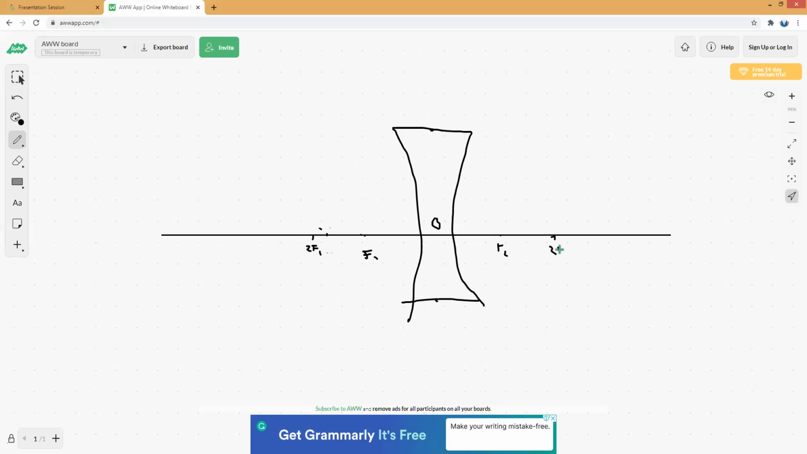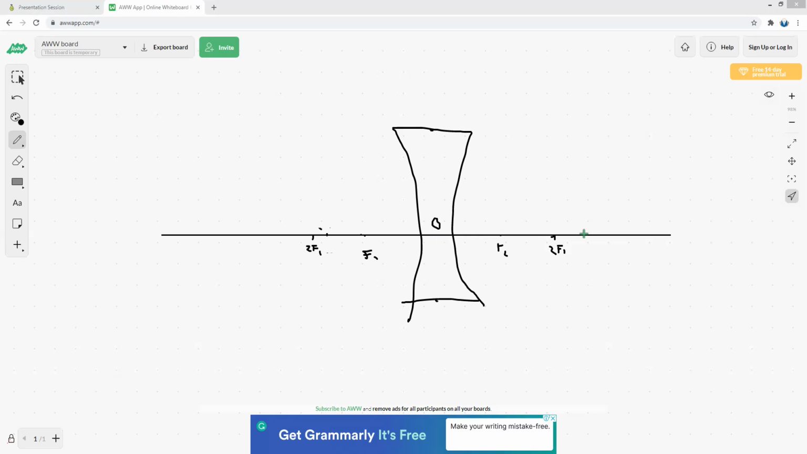Make sure that the distance between 2f1 and f1 is equal to the distance between f1 and o. It should also be equal to the distance between o and f2, and the distance between f2 and 2f1. All the points should be equally spaced. So if this is 2 centimeters, each of these should be 2 centimeters. Just keep that in mind.